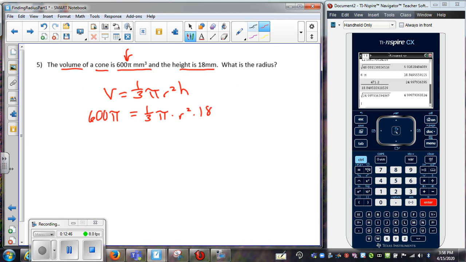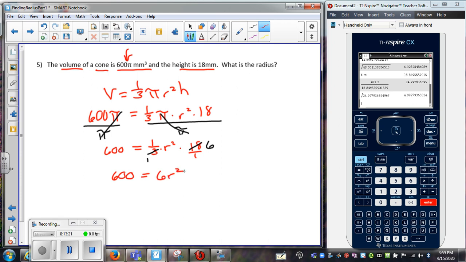Now I'm going to do a little canceling here because I can, a little simplifying. I see that I have a pi on both sides. My preference is to get rid of that right away. So now I have 600 is equal to 1/3 r squared times 18. Now I'm going to do a little simplifying again. That's a 3 on the bottom, that's 18 on the top. 3 goes into 3 once, 3 goes into 18 6 times. So 600 is equal to 6r squared.